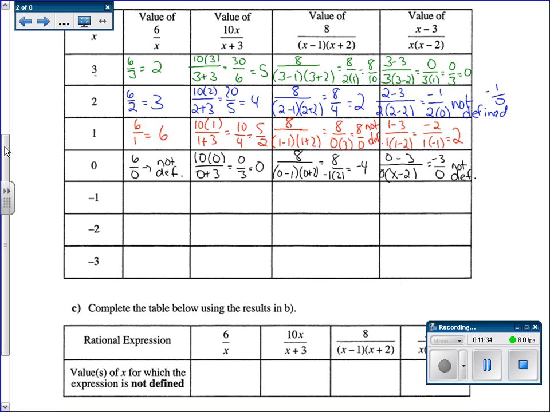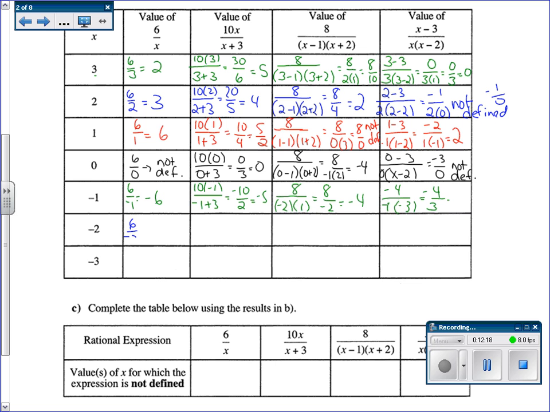So we've got 3 more numbers left to go. 6 divided by negative 1 is negative 6. 10 times negative 1 divided by negative 1 plus 3 is negative 10 over 2, which is negative 5. 8 divided by, let's say, negative 1 minus 1 is negative 2. Negative 1 plus 2 is 1. So that's 8 over negative 2, which is negative 4. And negative 1 minus 3 is negative 4. And then we've got negative 1 times negative 3. So that's negative 4 over 3. That's as much as we can go with that.